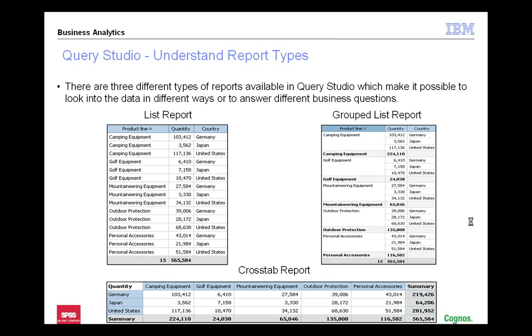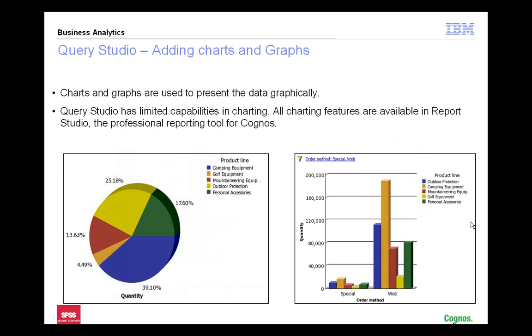Okay. Then charts and graphs in Query Studio. Charts and graphs actually add more meaning to the reports that you have. You can draw your conclusions quickly. But all the charting features are actually available in Report Studio. Here, only a small subset of charting features is available. So you can see a 3D pie chart and a 3D bar chart here.